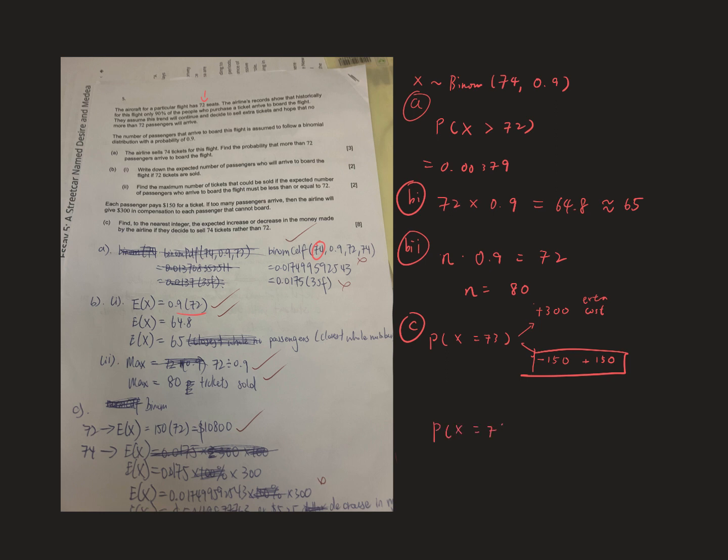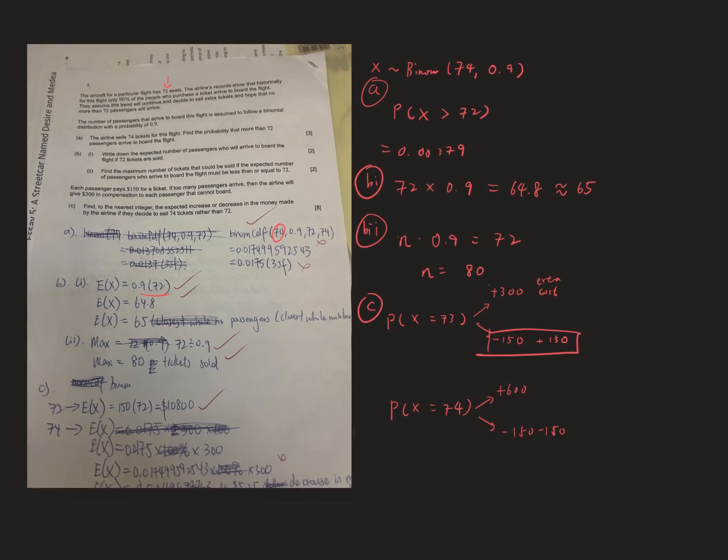For the second case, X equal to 74, this time we have to compensate both people who have arrived, so plus 600. At the same time, both of them have already paid for the ticket, so it should be minus 150 and minus 150 to lower the cost. This is how we give rise to this answer, and this is the expected increase.